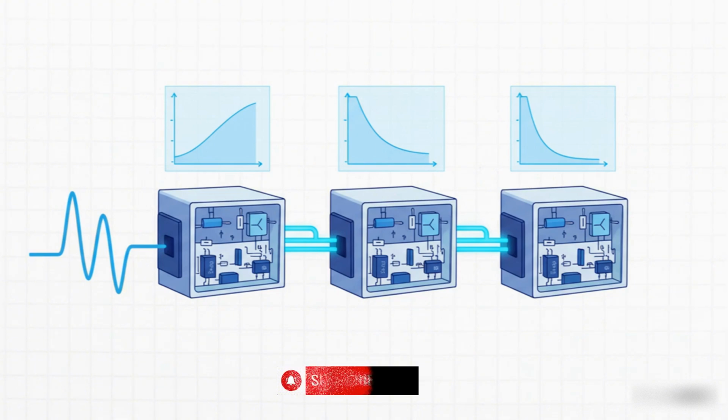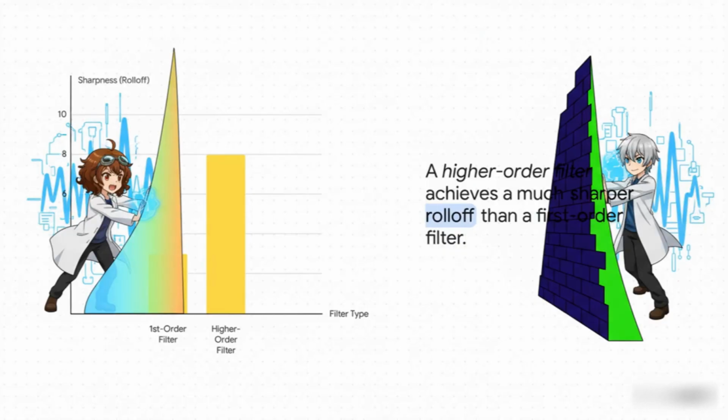And the way we do that is by cascading them, basically just connecting simple filters one after another in a chain. Each little filter stage builds on the one before it, making that cutoff sharper and sharper. And you can really see the difference here. A simple first-order filter has a pretty gentle slope, or roll-off, between what it passes and what it blocks. But look at the higher-order filter. The roll-off is so much steeper. We are getting much, much closer to that ideal brick wall we were talking about.